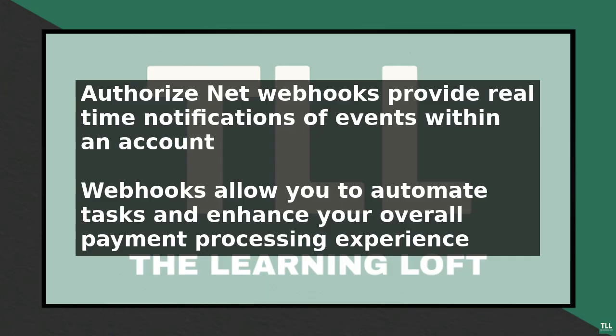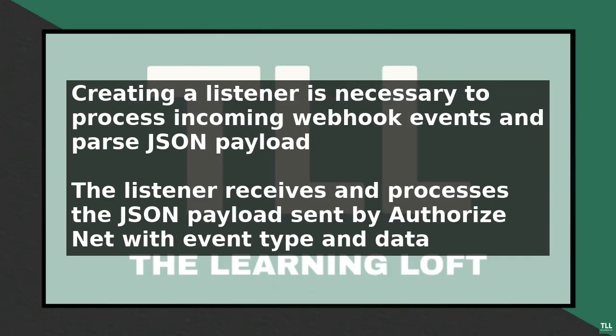Step 1 is to create a listener that can process incoming webhook events. This listener will receive and parse the JSON payload sent by Authorize Net. The JSON payload typically includes an event type and event data, which can be used to determine the type of event and the data associated with it.